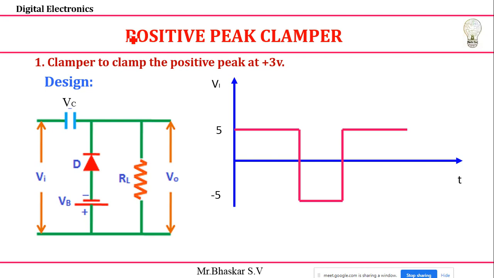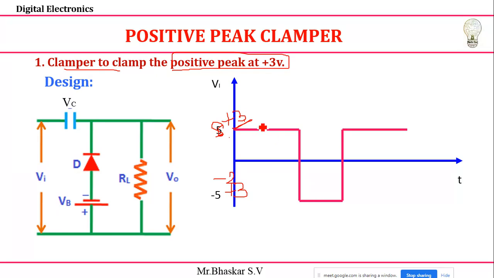Now, what is the question? I want to clamp the positive peak at plus 3 volts. You already have 5 volts, and I need to add 3 volts using this circuit. I want to shift the waveform in the positive direction by adding 3 volts. So 5 plus 3 becomes 8, and minus 5 plus 3 gives minus 2. So I need to get the waveform between 8 and minus 2.